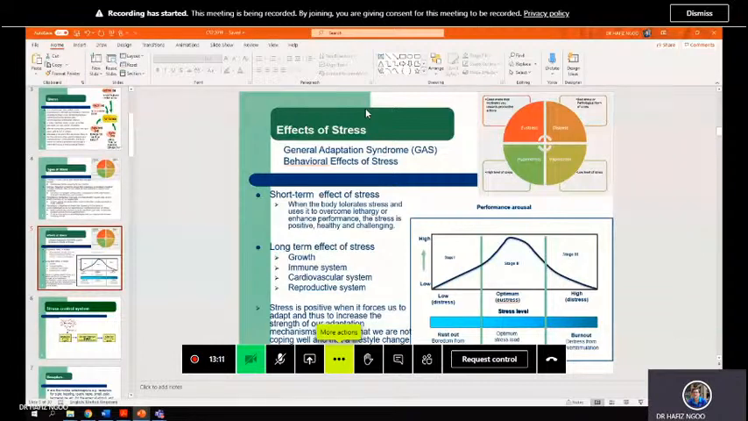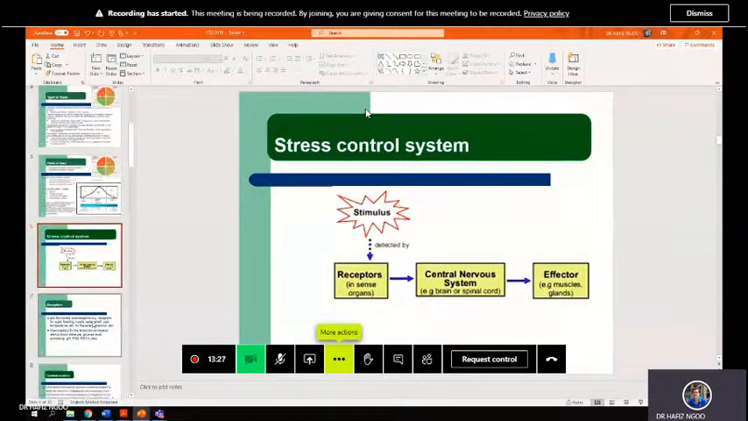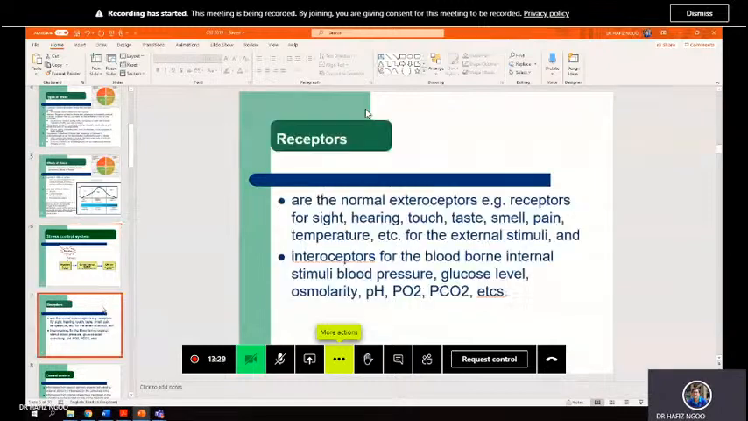So what is the stress system? We already discussed the stress system. The concept of stress system, you talk about receptor, afferent pathway, control center, efferent pathway, and effectors. So the stress system we have already discussed in module 6. So I'm just going to skip through and we talk about receptors.